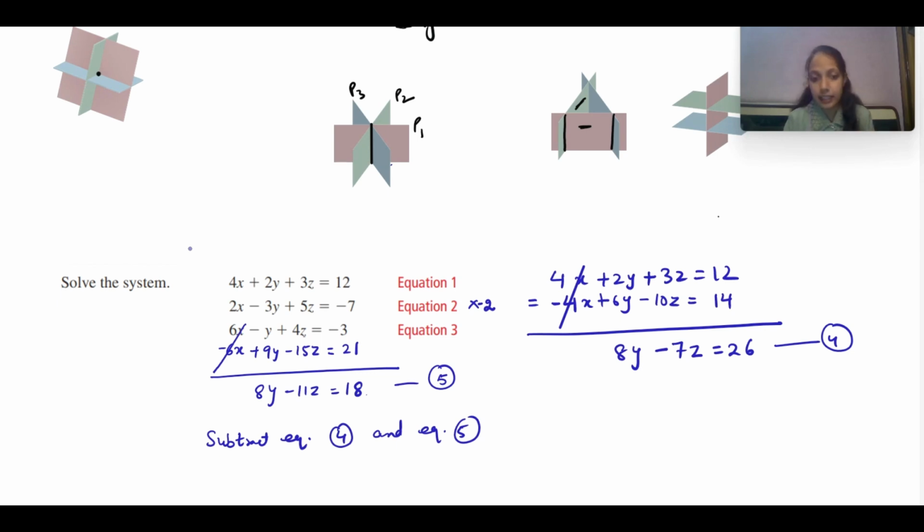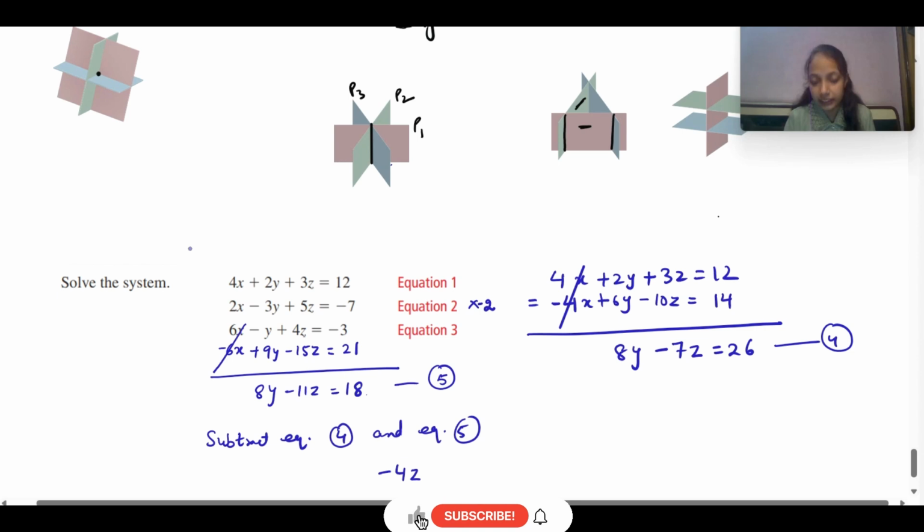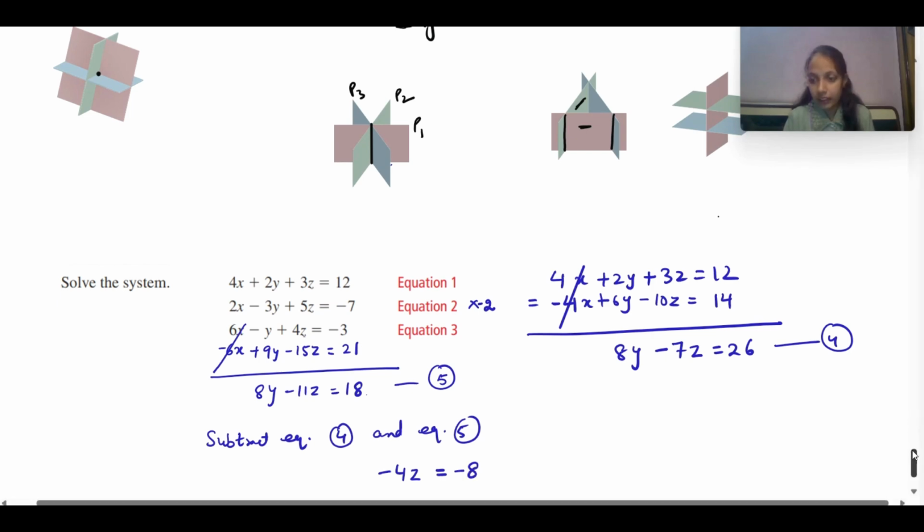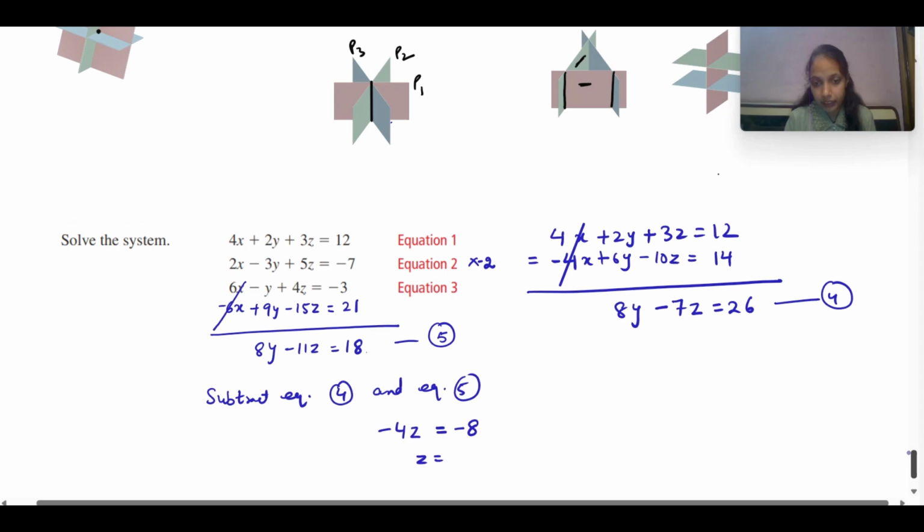8y will cancel out. So in negative 11z, negative of negative 7z, it becomes negative 4z equals 18 minus 26, which is negative 8. So I will calculate and then we get z is 2. As we get z equals 2, substitute the z value here.